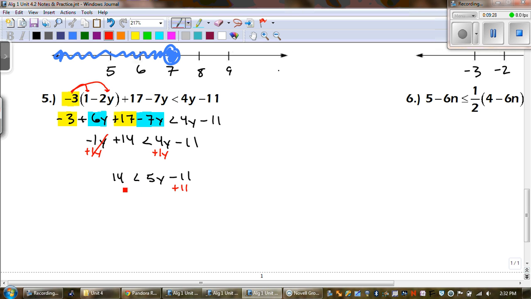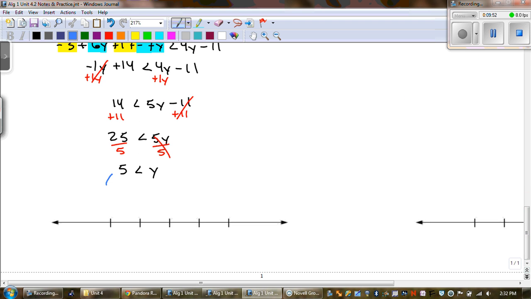And keep solving. So now we're following the rules of SADMAP by adding the 11. And we get 25 is less than 5y. We're not done yet because we have to divide both sides by 5. And we get 5 is less than y.